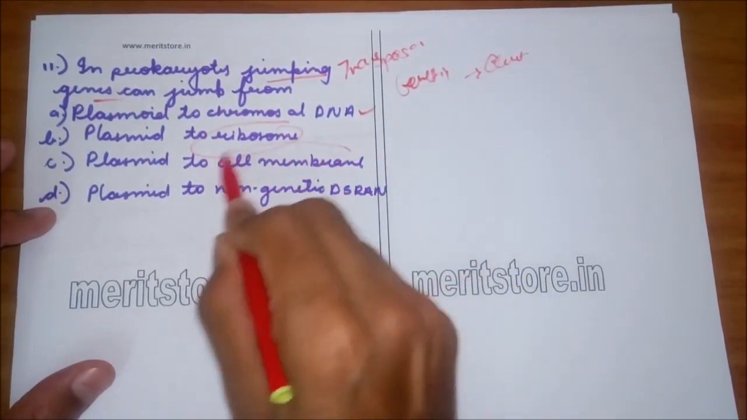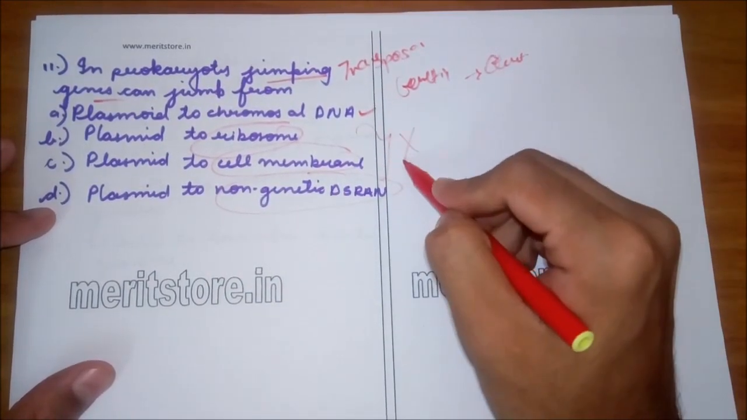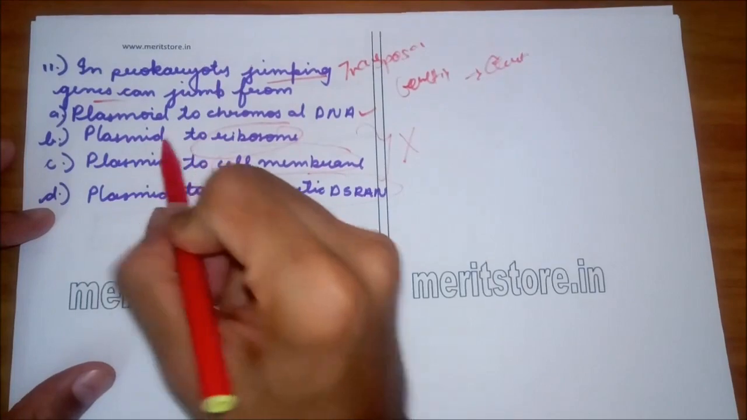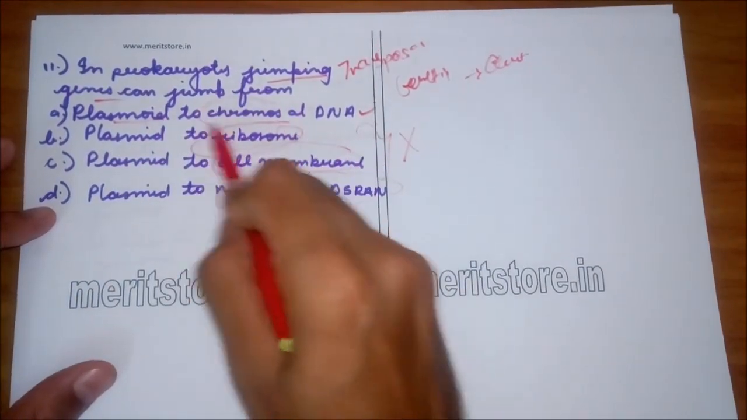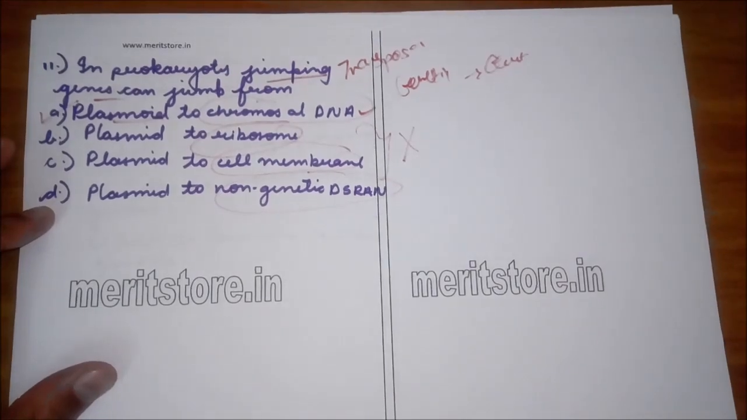Ribosome is not genetic, cell membrane is non-genetic, and this also is non-genetic. So these are all wrong. This option A is right because it's from one genetic material to another genetic material. So option A is the correct answer.